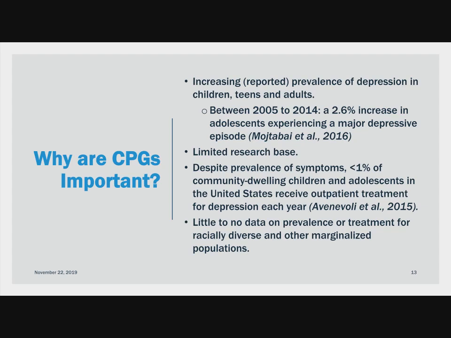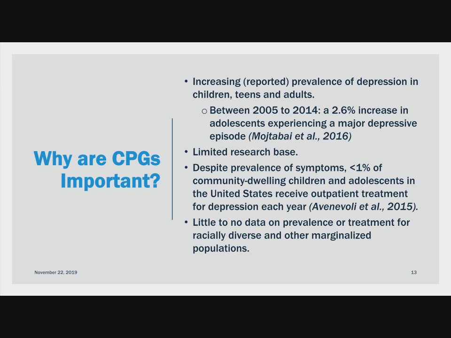So as Dr. Halfon talked about, clinical practice guidelines have their place in our evidence-based practice. And one of the reasons why the ones for depression are so important, particularly when we think about children and adolescents, is because the rates of depression in this cohort are really a public health problem. As you can see on the slide, there's an increasing rate of depression in children and teens and adults, but particularly in adolescents, we've seen a 2.6% increase in those teens experiencing a major depressive episode. And more startling is, despite the fact that we know all of these children and adolescents have depression, less than 1% of these children and adolescents in the U.S. are receiving outpatient treatment for depression each year.